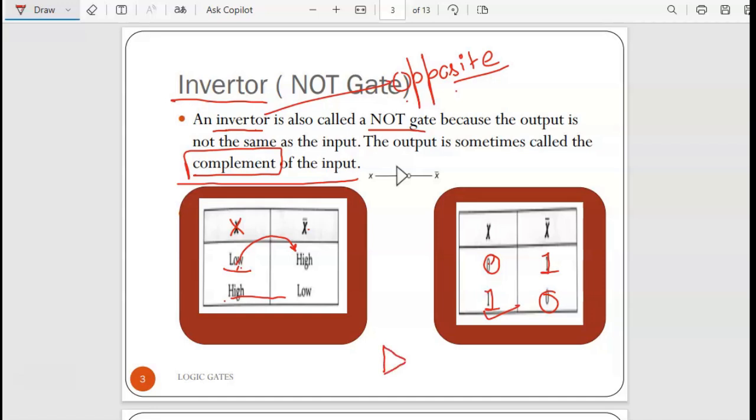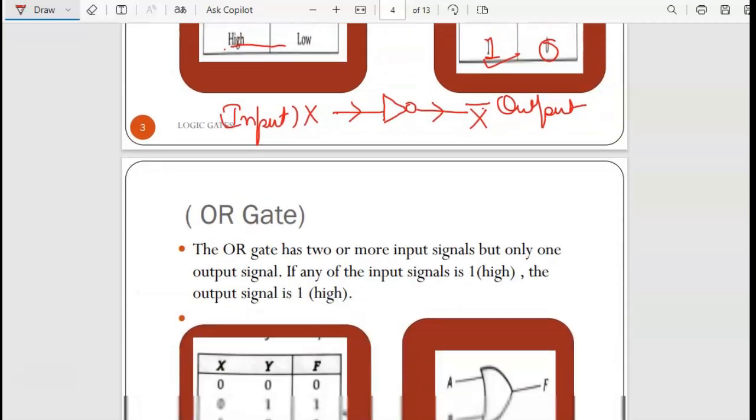This is the way to draw one inverter or NOT gate. You just have to draw one triangle like this, and then give a circle at the center point of it, and then draw a line. The left hand side is the input, whatever variable you have taken for the input, that is X here. So X is the input signal. This is the output, and the output is the inverse of it, so this is X bar. You denote this with the help of a bar. So this is the first basic gate.